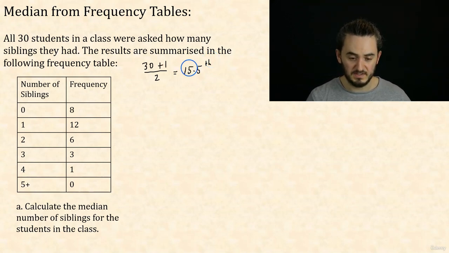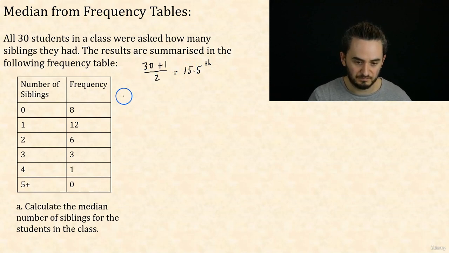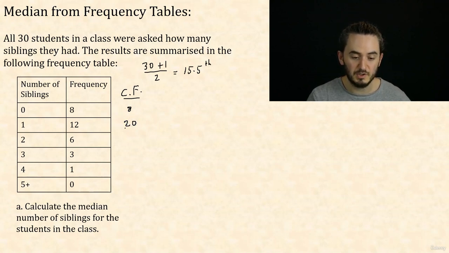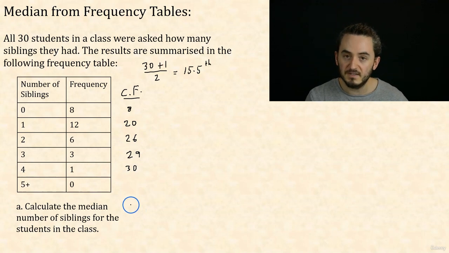A useful way to do this is to keep track of the cumulative frequency, where we add up our students as we go. I've got 8 students who have 0 siblings. Now 8 plus 12 is 20, so I have 20 students who have up to one sibling. If I add in the next group, I've got 26, so I have 26 students who have up to 2 siblings, so 0, 1, or 2. If I add the next 3, it's 29, so 29 students have up to 3 siblings. And finally, there are 30 students who have up to 4 siblings. That's all of them.